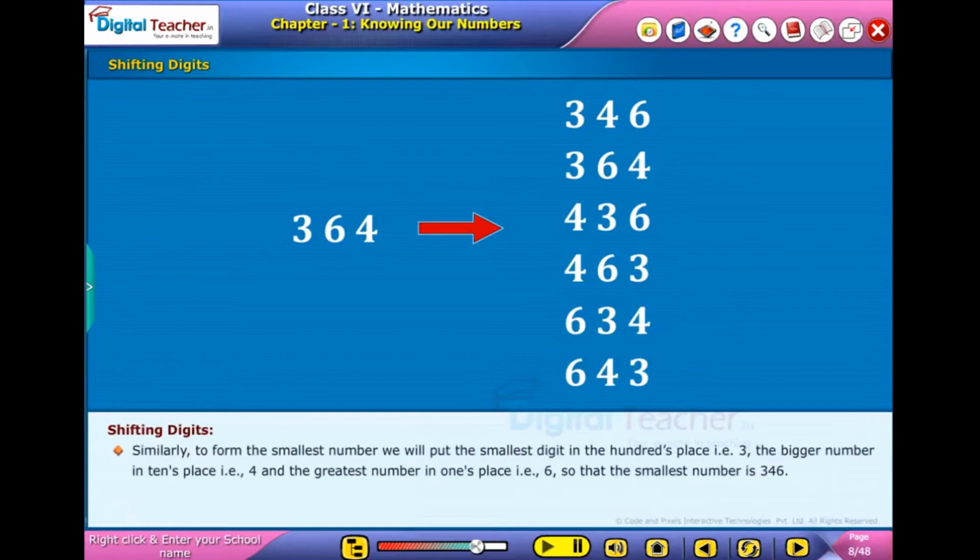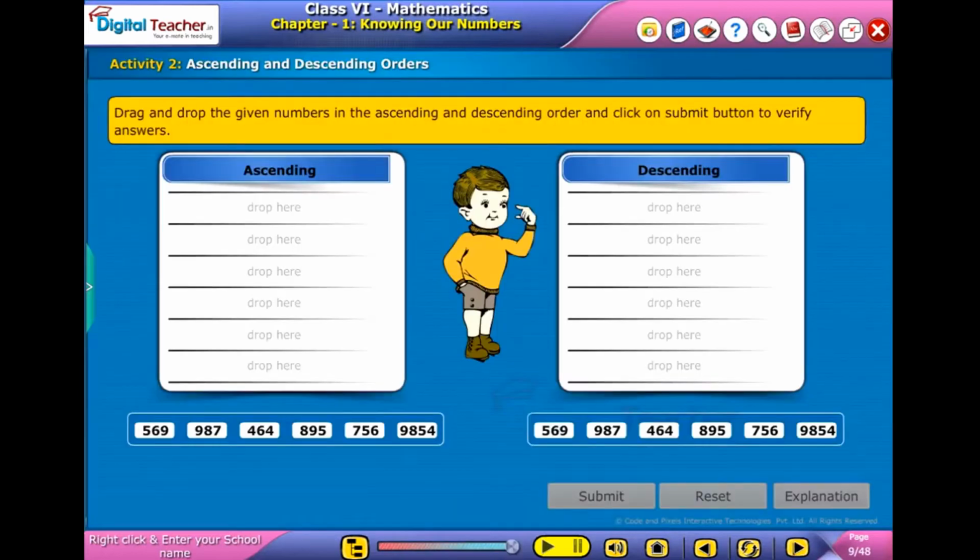Similarly, to form the smallest number, we will put the smallest digit in the hundreds place, that is 3, the bigger number in tens place, that is 4, and the greatest number in ones place, that is 6, so that the smallest number is 346. Let us perform an activity to know ascending and descending order of the given numbers. Drag and drop the given numbers in the ascending and descending order and click on Submit button to verify answers.